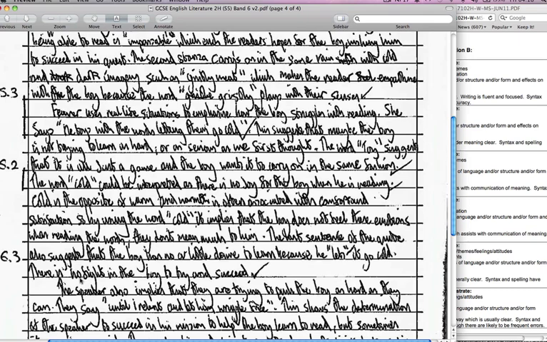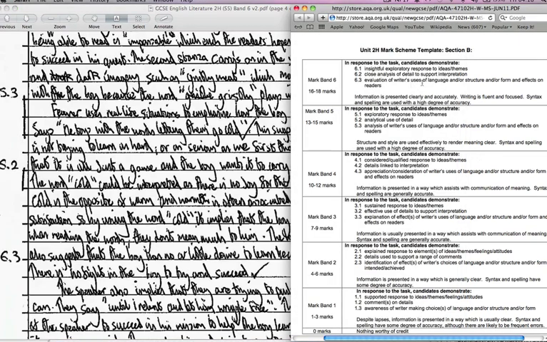There is no fight in the boy to try and succeed. So that's 6.3, evaluation of the writer's use of language.